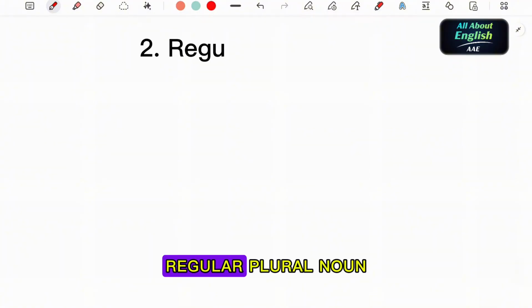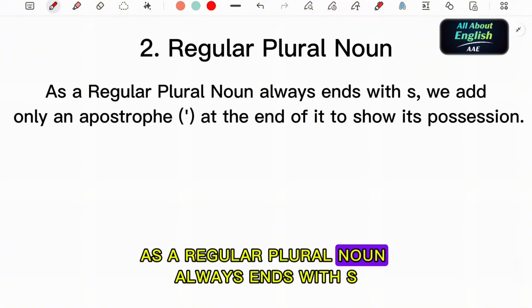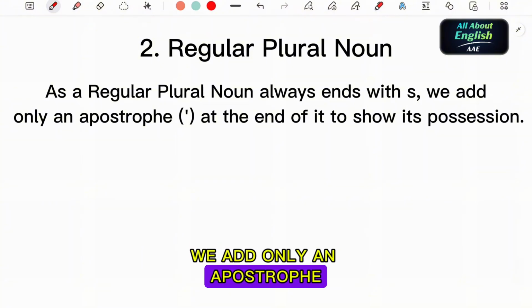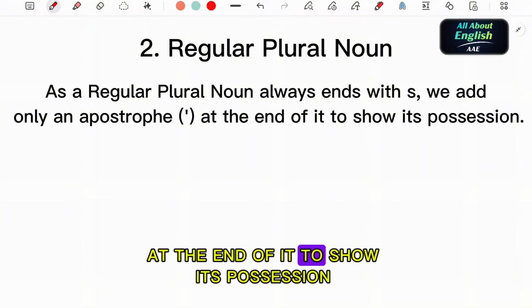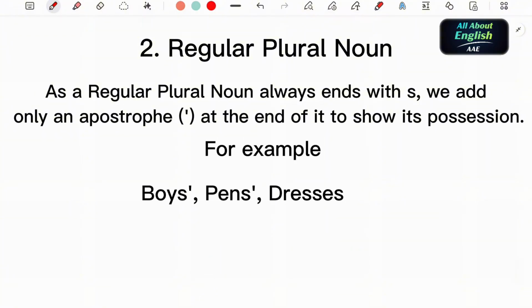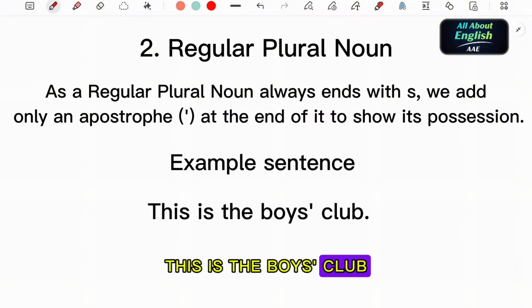Number 2. Regular plural noun. As a regular plural noun always ends with s, we add only an apostrophe at the end of it to show its possession. For example, boys', pens', dresses', etc. Example sentence: This is the boys' club.